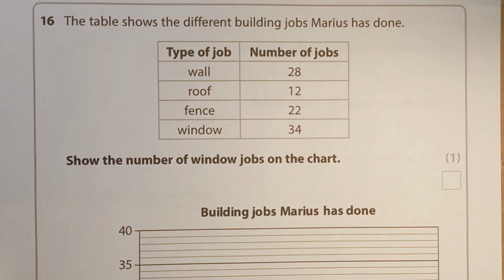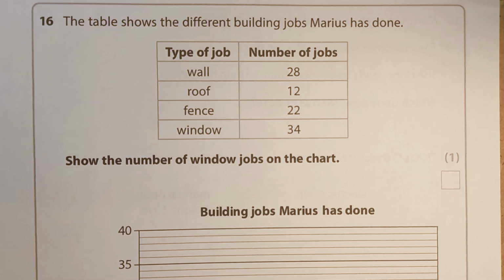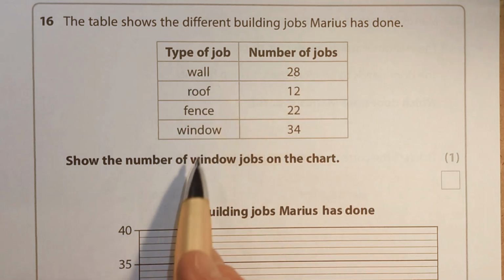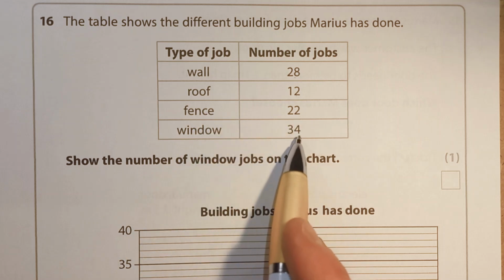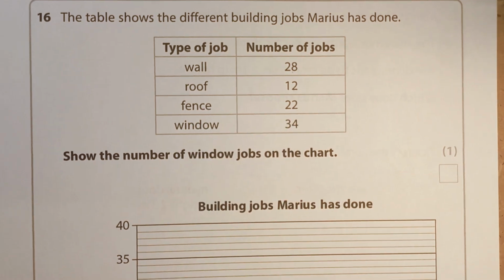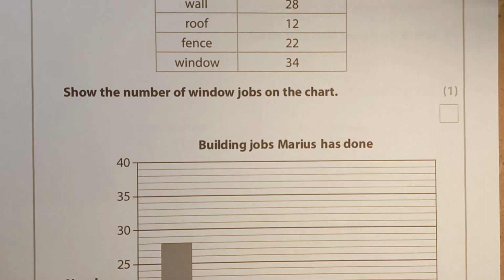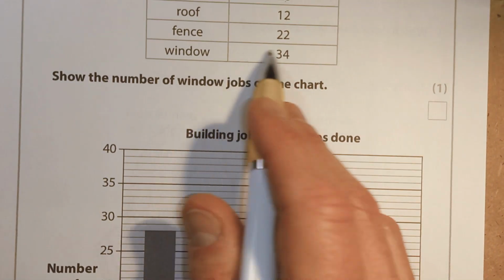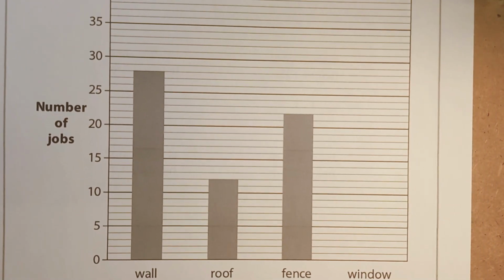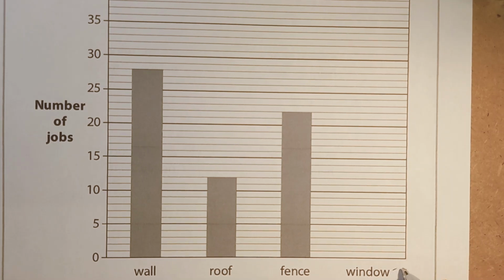And finally, question 16. The table shows the different building jobs Marius has done. So he's done 28 jobs on walls, 12 jobs on roofs, 22 jobs on fences, and 34 jobs on windows. Show the number of window jobs on the chart. So we've already got wall, roof and fence put on. Windows needs to be 34. Right, and I'm going to write that on here so I don't forget. So 34 we need for windows.